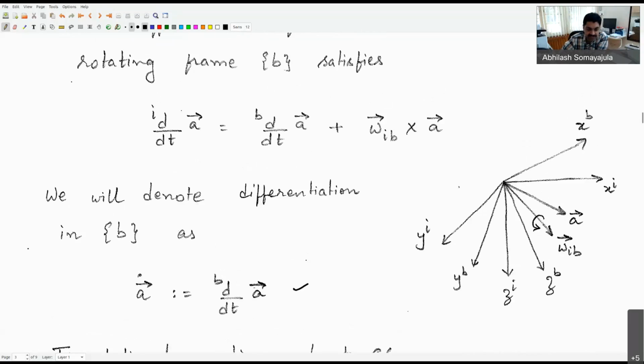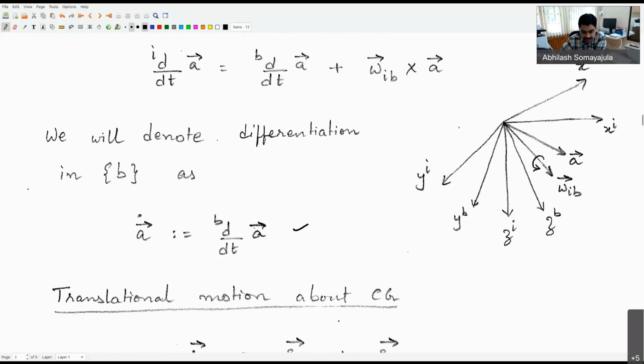If I'm taking a derivative with respect to the inertial frame, I'll typically write out the entire expression d by dt with a superscript I to denote that it is being considered in the inertial frame. Is that making sense? Yes, sir.